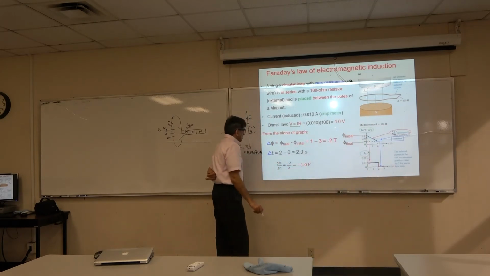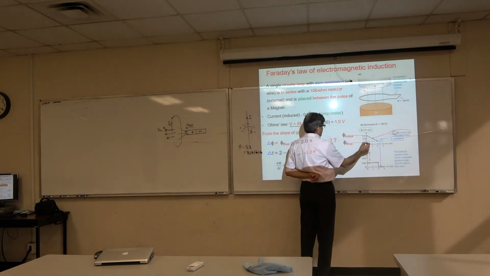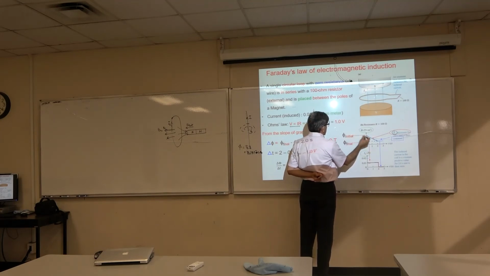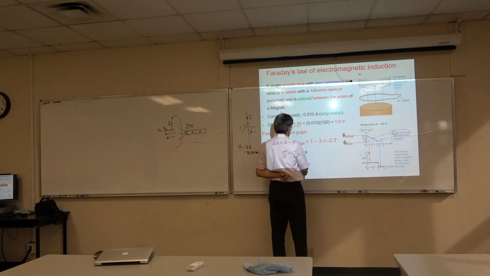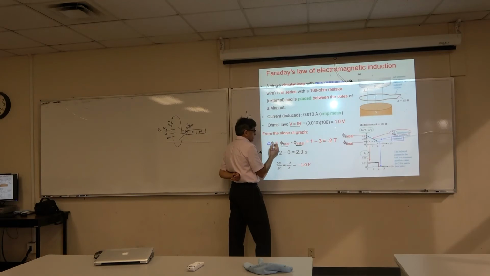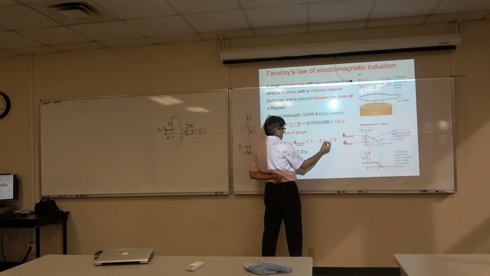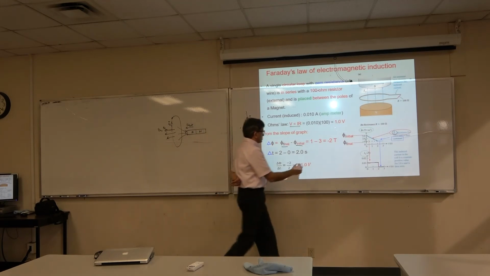Alright? So what is the change in the flux? This is the final value, which is 1 Weber, and the initial value, which was 3 Weber. So final minus initial. This is the change in flux, which is equal to 1 minus 3. This is negative 2 Tesla meter square.